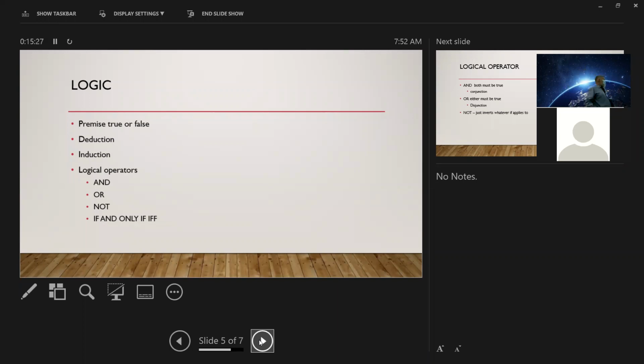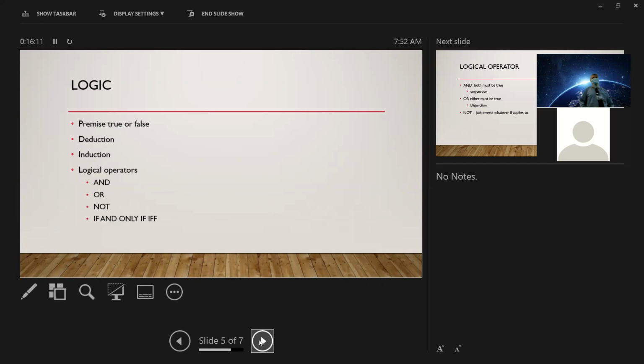Or works like this: you have two conditions, either side of the or. If both of them are true, then that statement is true. If either of them is true, then that statement is true. In order for it to be false, they both have to be not true. So there's two ways that it's true. Not just inverts whatever the not is applied to. If the thing was true and you put a not on it, then it becomes false. If the thing was false and you put a not on it, then it becomes true. Does that make sense? So not just inverts.